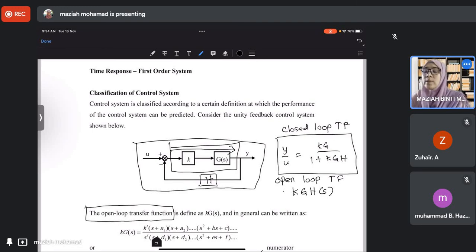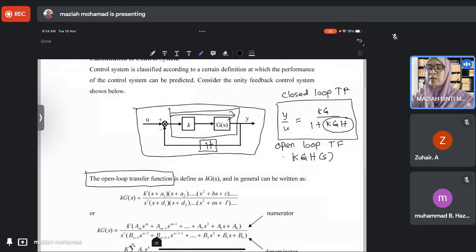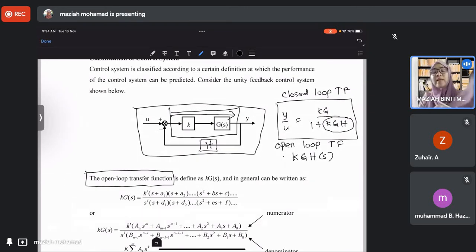Or you can see here the term is already in here. So the closed loop transfer function is actually the feed forward transfer function divided by 1 plus the open loop transfer function. KGH is the open loop transfer function. So in order to classify any control system, we need to determine the open loop transfer function first.